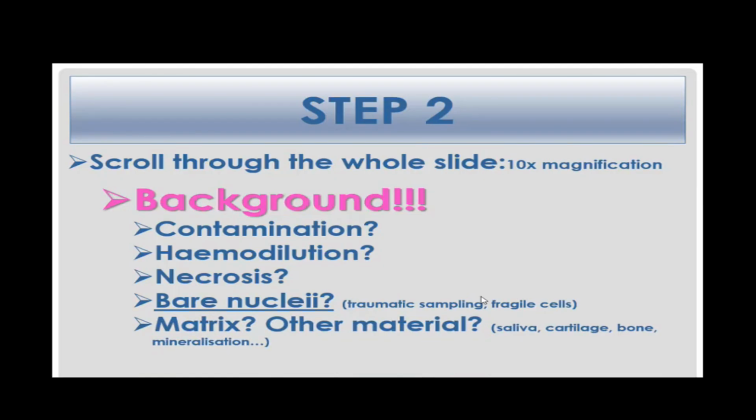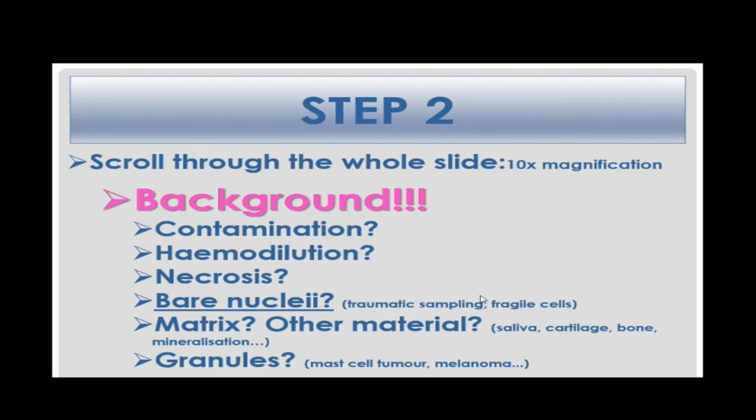For example, is there a blue lake, which is compatible with saliva, or a pink homogeneous material compatible with cartilage or bone, or a fibrous material, which can indicate collagen, and can orientate your diagnostic towards a mesenchymal origin? Is there any mineralization? All this is important to note, even though technically speaking, it is not associated with the cells themselves. Are there any granules? For example, in identifying a mast cell tumour or a melanoma. These are the questions you should have in mind when making your first overview of the slide.